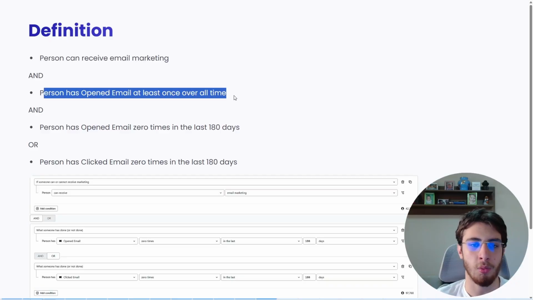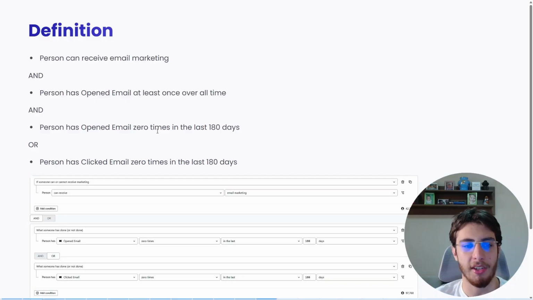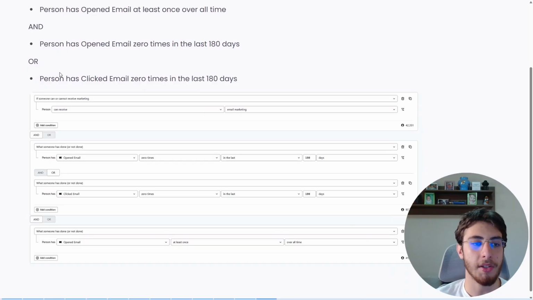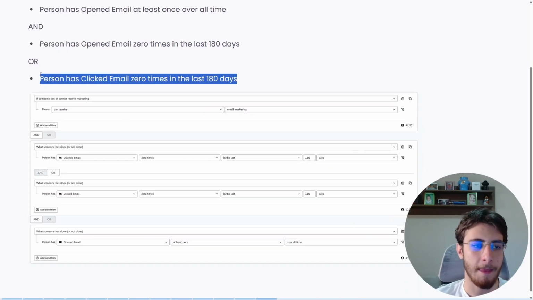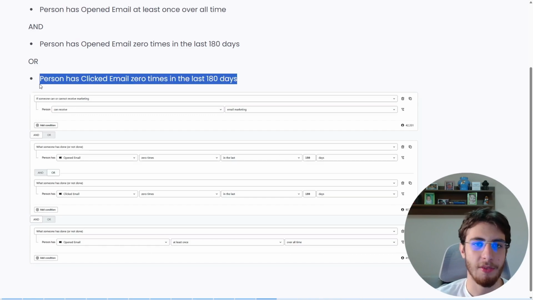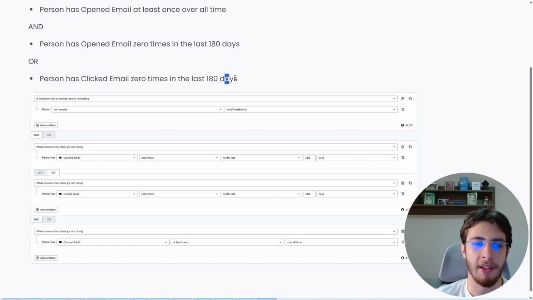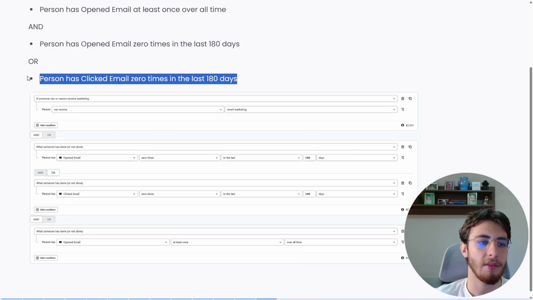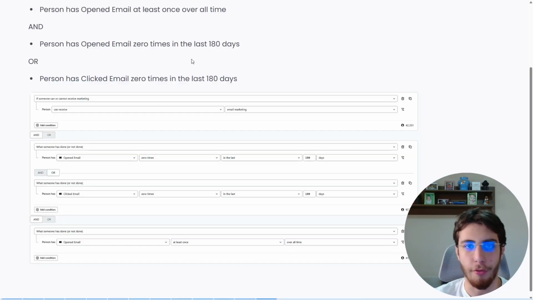So person has opened email at least once over all time, and person has opened email 0 times in the last 180 days, or person has clicked email 0 times in the last 180 days. Now you could argue this condition is not necessary, because if someone clicked an email, they necessarily opened it. But the reason I put it every single time is because sometimes Klaviyo can mistrack some stuff, such as opens and clicks. So this way you're basically avoiding the mistake Klaviyo can make. It's not going to happen very often, but why not add it? It can add an extra few people if it happens.